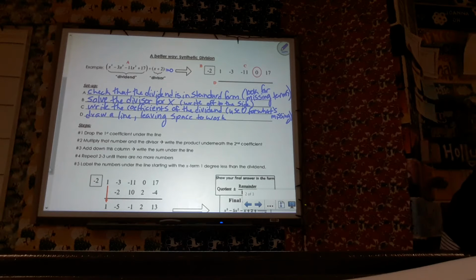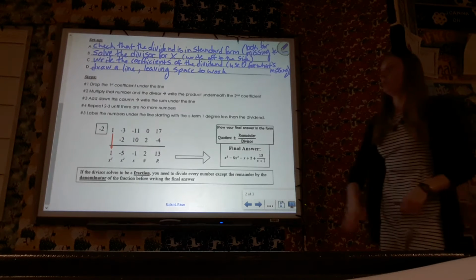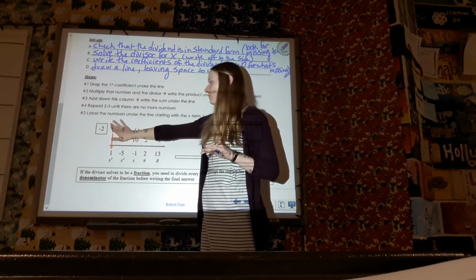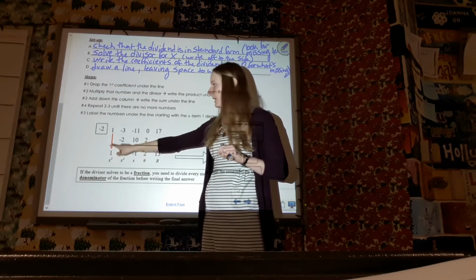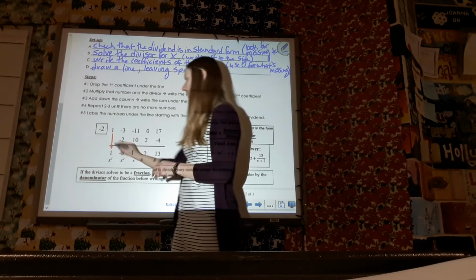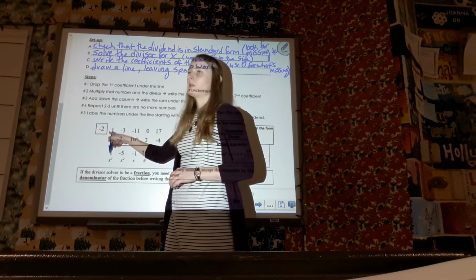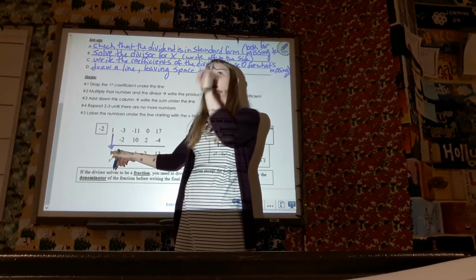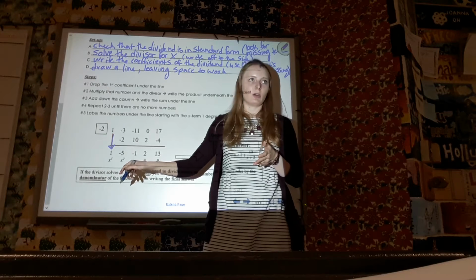But once you're there, these steps for synthetic division are all written right here. You're going to take the first coefficient, and you're going to do nothing to it except write it directly underneath the line. So I like to draw this arrow. I physically draw an arrow like this. You just take the first number and you write it underneath the line.